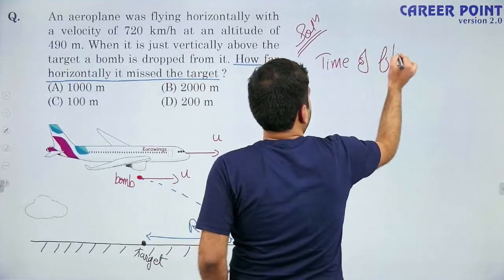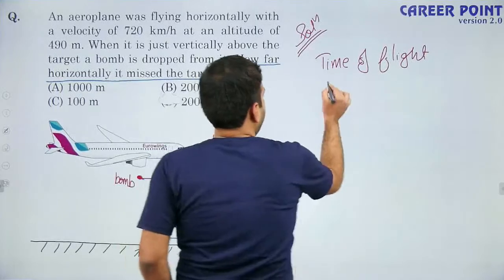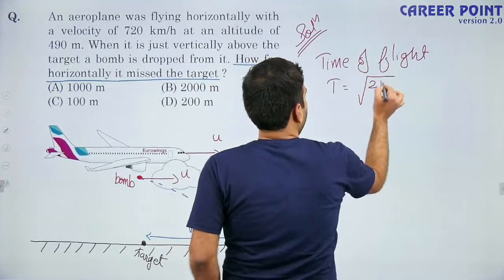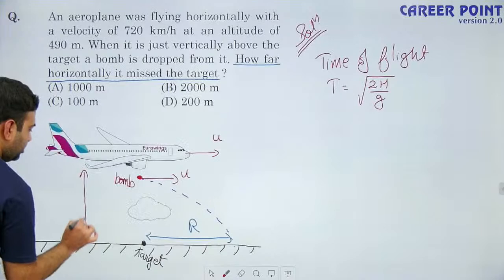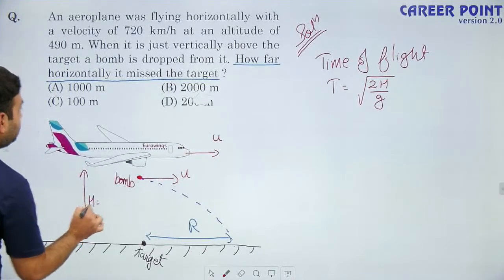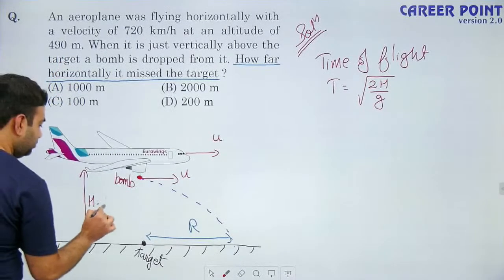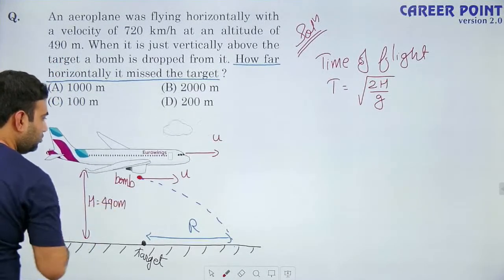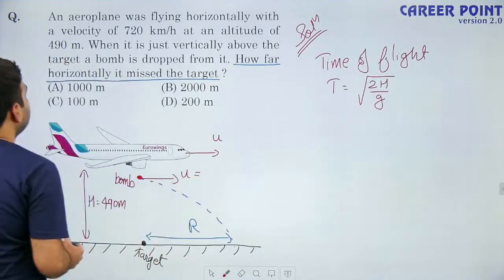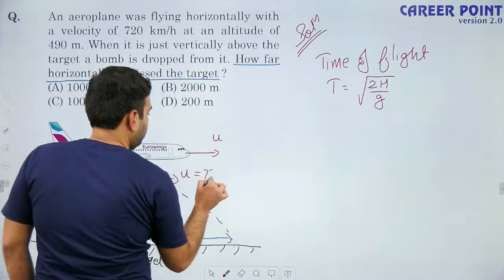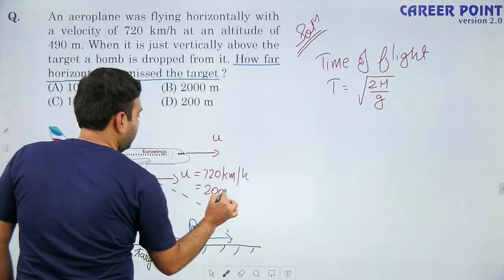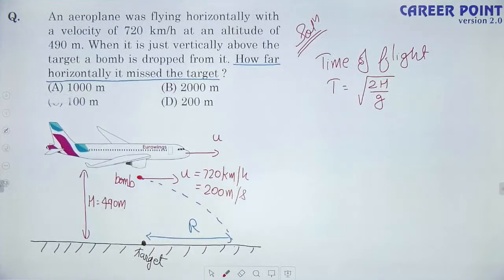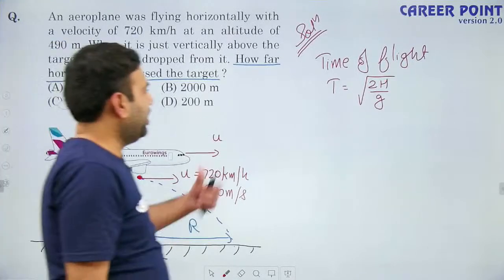As we have derived recently, time of flight. What is time of flight? Time of flight is under root of 2h by g for this case. And what is height h? This height h is given. What is that? 490 meters. And what is u? u is 720 km per hour. If you convert it into meter per second, you will get 200 meter per second. So initial velocity is 200 meter per second, and now we can calculate the time of flight.